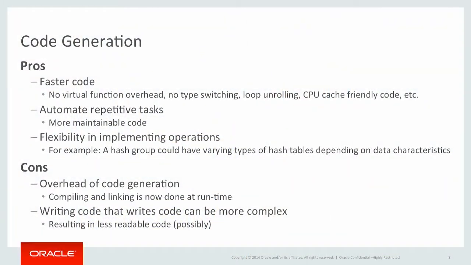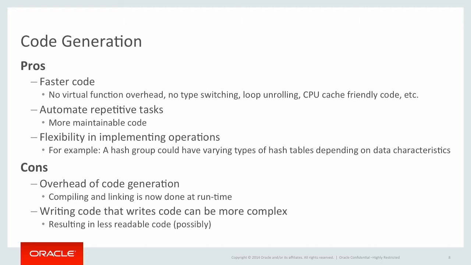Basically write code that writes code. So you would write code that would write an evaluator just to evaluate this specific query. And if the query was different, it would create a different evaluator for that query. So what are some of the pros and cons? Well, hopefully you would get faster code. There's no virtual function overhead, there's no type switching.